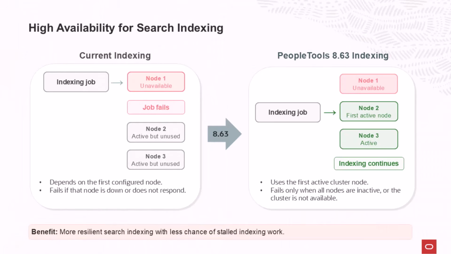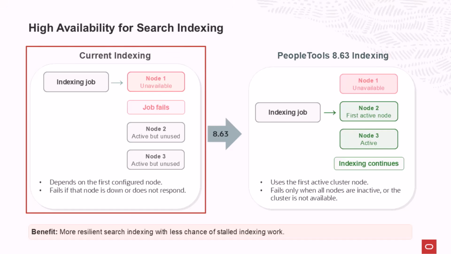PeopleTools 8.63 improves high availability for search indexing. In prior releases, an indexing job depended on the first node configured for the search instance. If that node was unavailable or did not respond, the job could fail even when other cluster nodes were active.